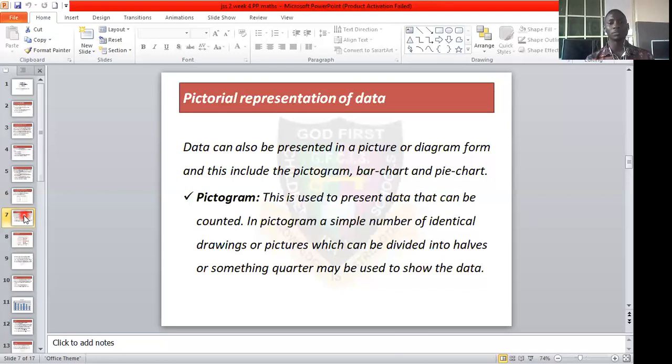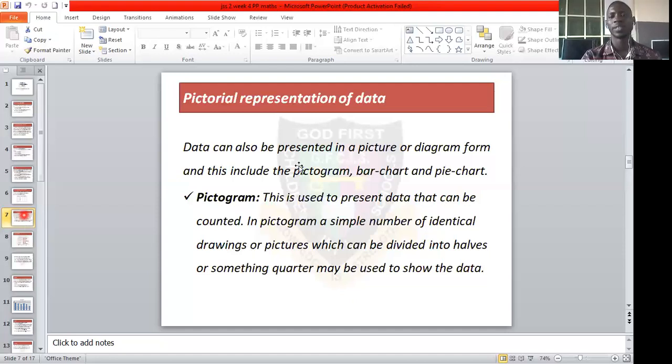But in a pictogram, a simple number of identical drawings, when I say identical, I mean the same drawing or picture that can be divided into half or maybe a quarter, may be used to show the data. You can pick a picture that can be divided into 2 or 3 to show data and represent information. So let me take you through this. I will explain that in this example.